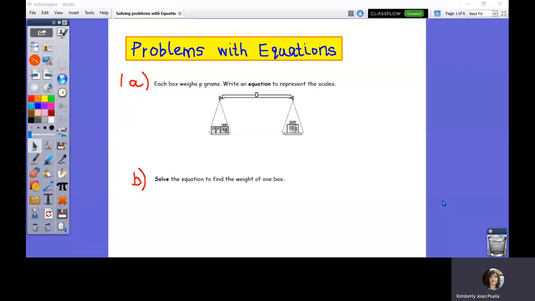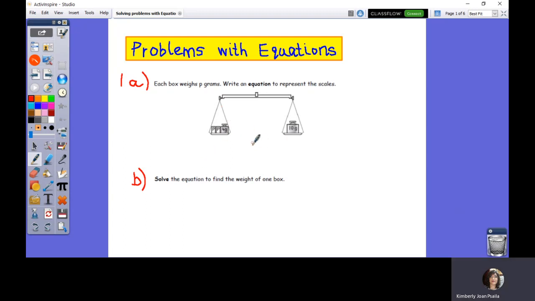Hello everyone. So in this video we're going to work out some problems involving equations. Okay? So let us take a look at the first problem. Each box weighs p grams. Okay, so we have these two boxes each weighing p grams. Write an equation to represent the scales.